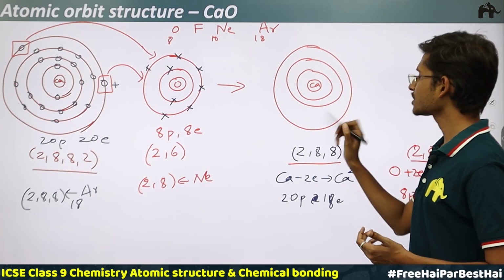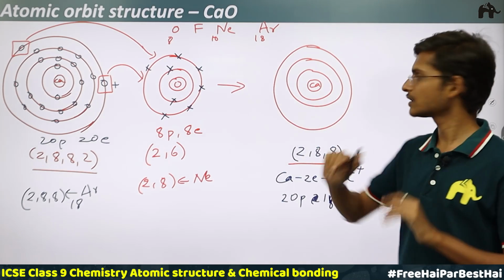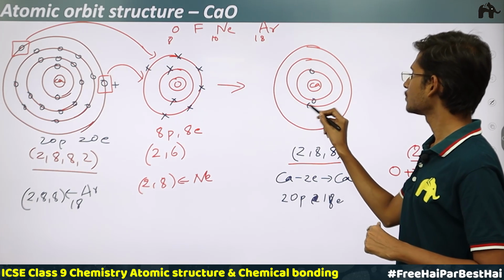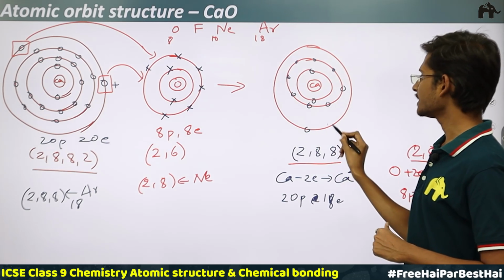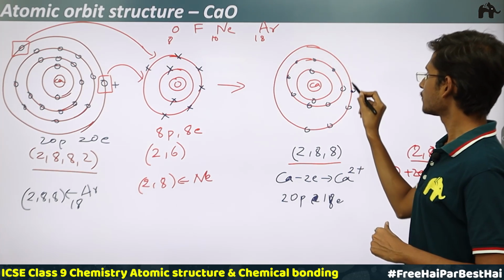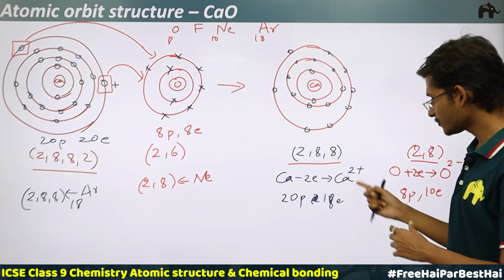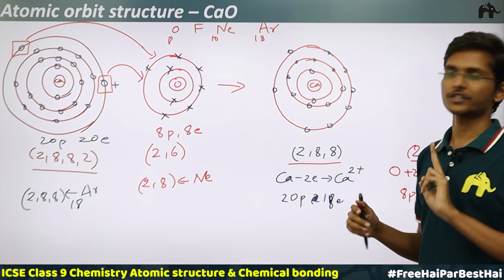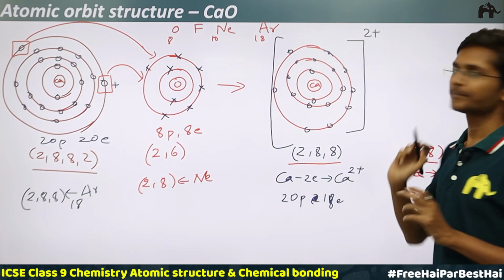So 2 electrons in the first one. Now let's see, we have denoted the electrons of calcium with circles. So 2, then 1, 2, 3, 4, 5, 6, 7, 8. And then again 8: 1, 2, 3, 4, 5, 6, 7, 8. Fine. But in the process it gained 2 positive charges. So bracket, 2 plus.